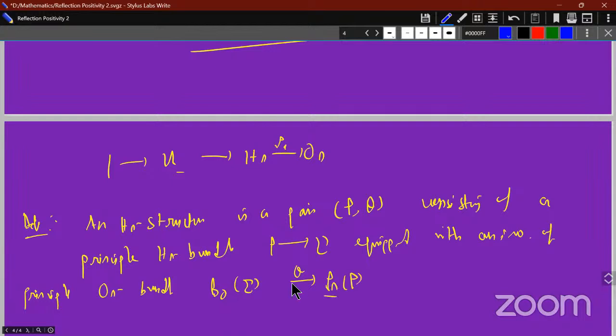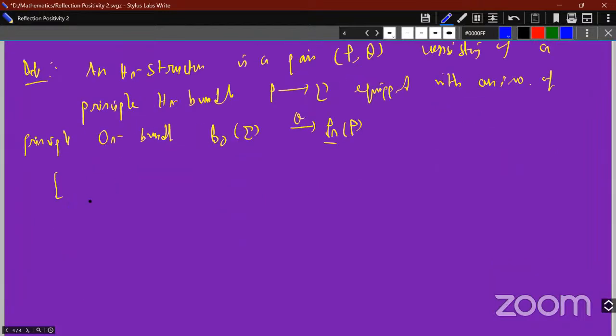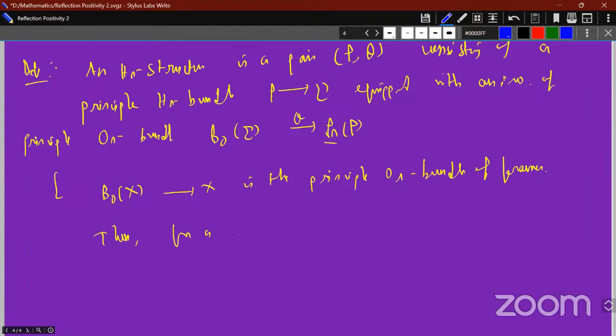Recall that rho_n is the map that we have over here. Okay. So yes, this is the principal bundle of frames. Just recall, when I say that, the point over x is just the orthonormal basis of the tangent space of x. Right? Then for our principal H_n bundle, say B to X.